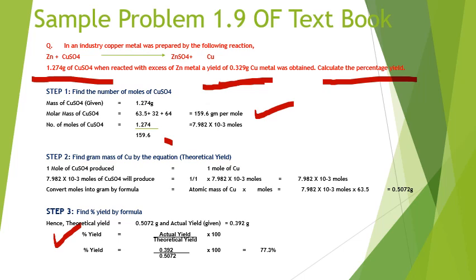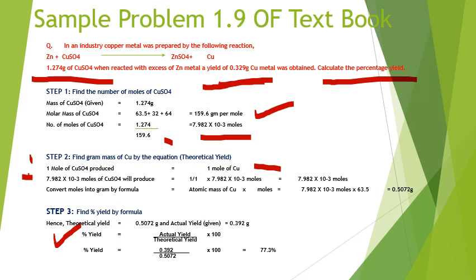Now, make a mole ratio between copper sulfate and copper. First, take it from the equation, and then multiply it with the moles calculated from the given quantity of copper sulfate. Right, here I have the mole ratio: 1 mole of copper sulfate produces 1 mole of copper. So 7.982 × 10^-3 moles will produce how much? 1 upon 1 times 7.982 × 10^-3.